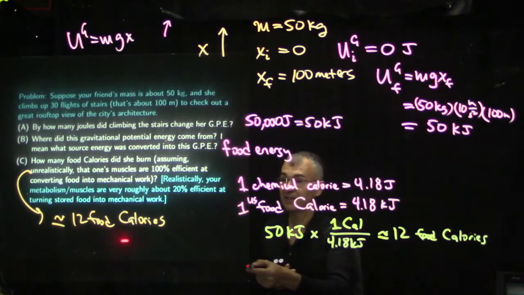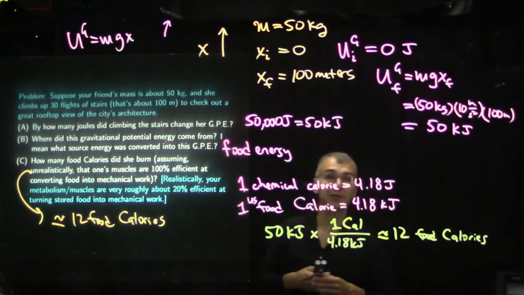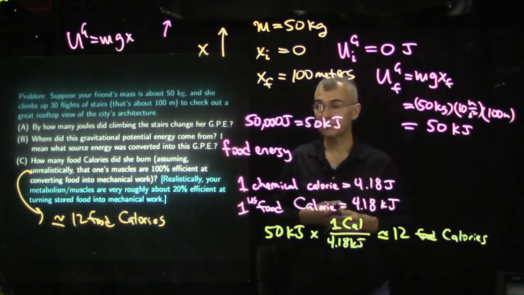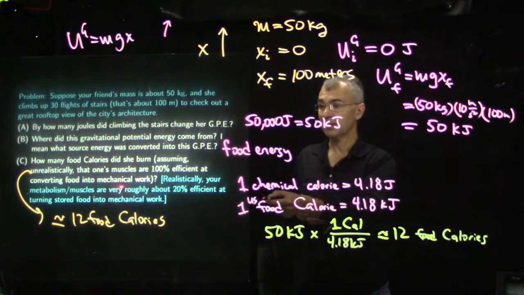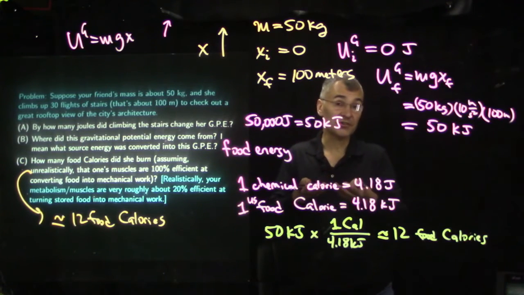But anyway, in the context of this problem, where we're pretending that her muscles are 100% efficient, we're saying it's a mere 12 food calories. I think if we more properly accounted for the inefficiency of muscles at converting stored food into work, it would actually be more like 60 food calories. But so anyway, you get it, right? So initially, she has a velocity of 0.